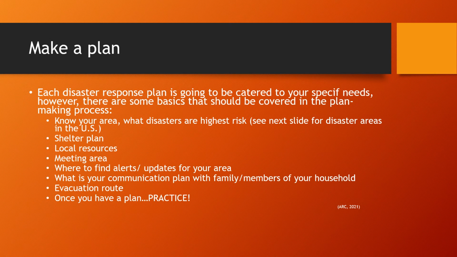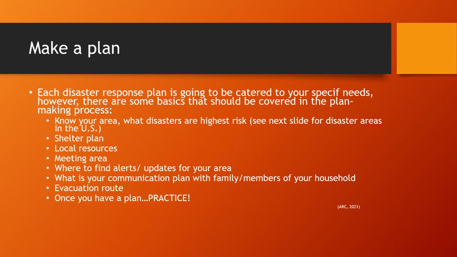So what you're going to want to do first to plan for an emergency is to formulate a plan of action. Each disaster response plan is going to be catered to your specific needs. However, there are some basics that should be covered in the plan making process. You'll want to know your area and what disasters are highest risk for that region. You'll want a shelter plan, where to go to for shelter and how to make shelter. Any local resources you might want to use for disaster relief.